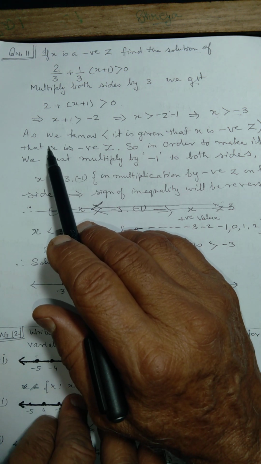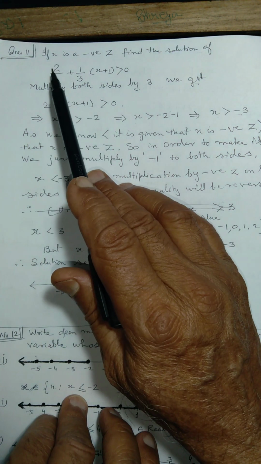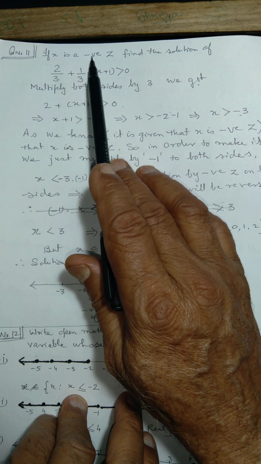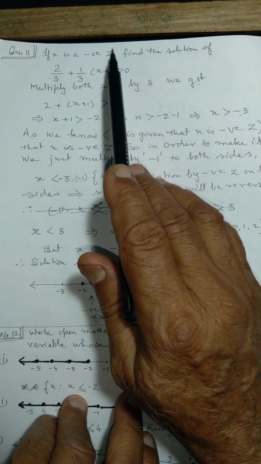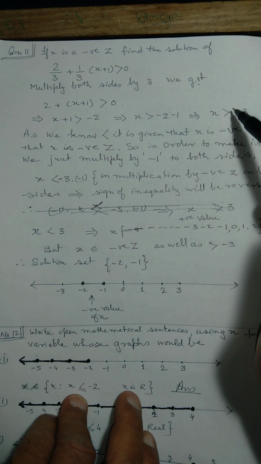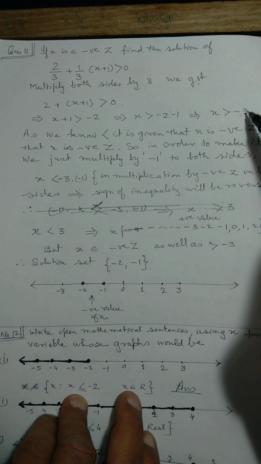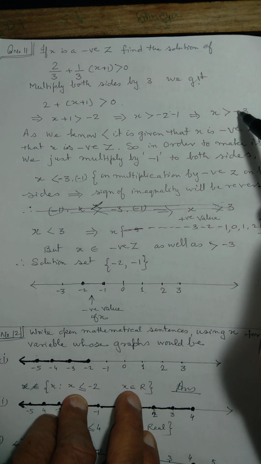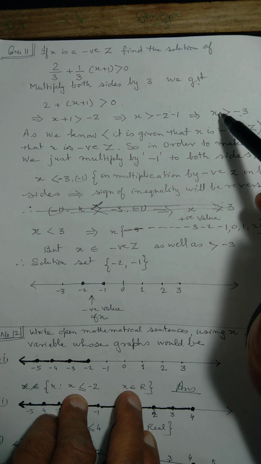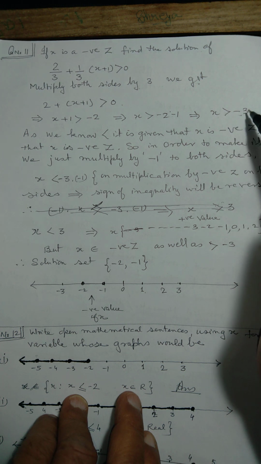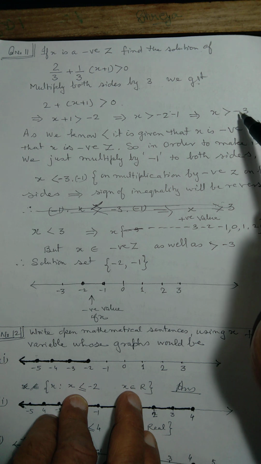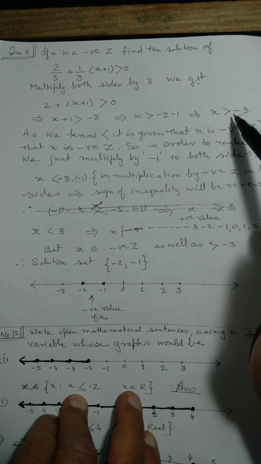So we have to find out. You see, already it is mentioned that x is a negative integer. Negative integer. And x is greater than minus 3. So itself it gives the answer. It means the values which will be greater than minus 3, that is minus 2, minus 1. Provided it should be negative, so the values are minus 2 and minus 1.